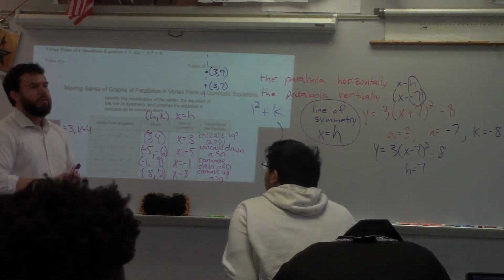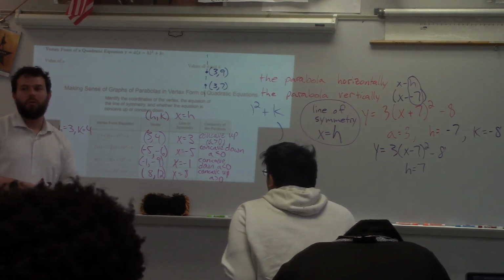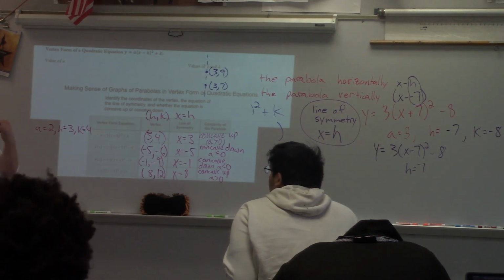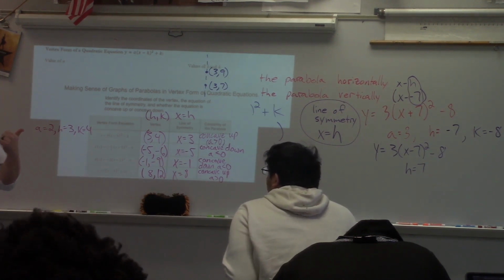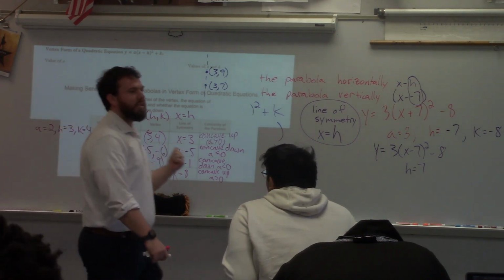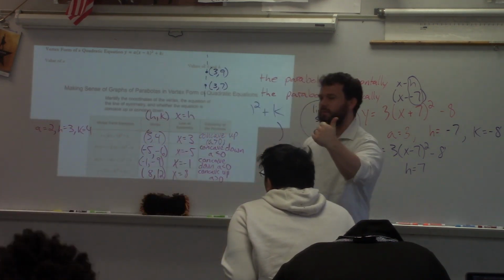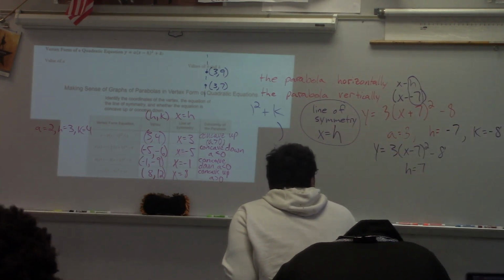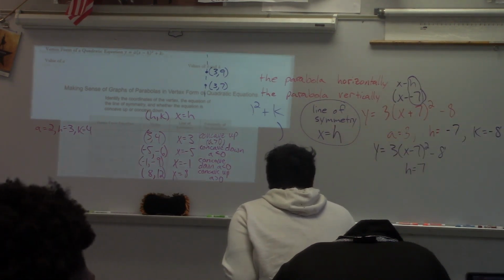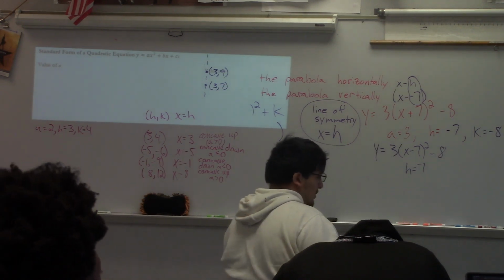So that is what we can identify in which form of a quadratic. That's vertex form. In vertex form, we can easily identify the line of symmetry, the concavity, and the vertex. We are now going to look at which form on the back.